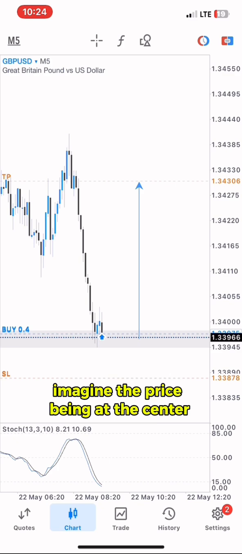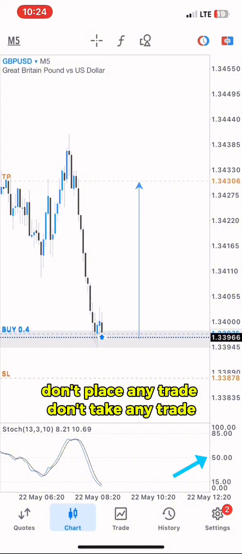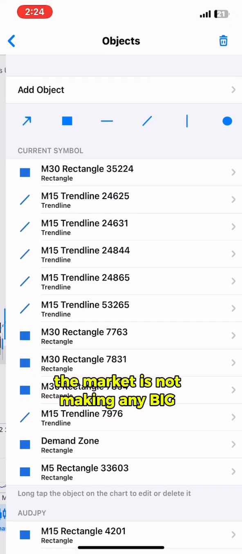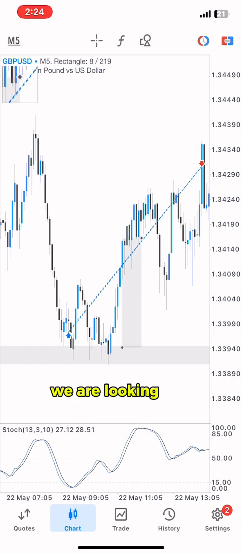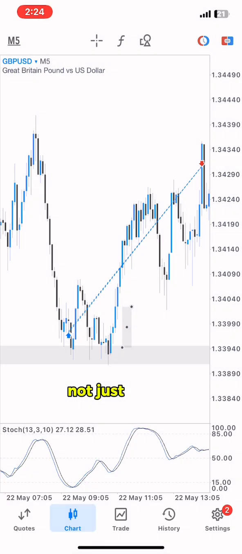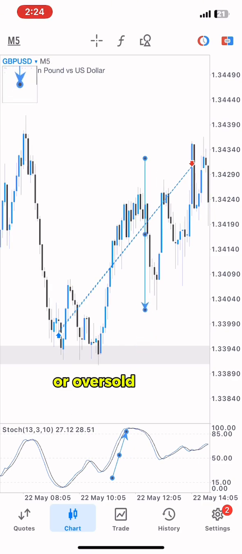Imagine the price being at the center. This tells me that I should relax right now. Don't place any trade, don't take any trade. The market is not making any big movement. Remember, I emphasized on the word big. We are looking for these big movements, not just petty consolidations. No. So you have to wait for price to get into your overbought or oversold levels.